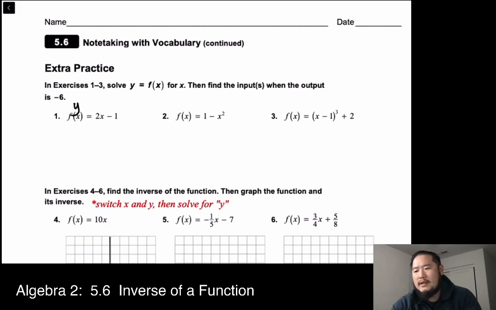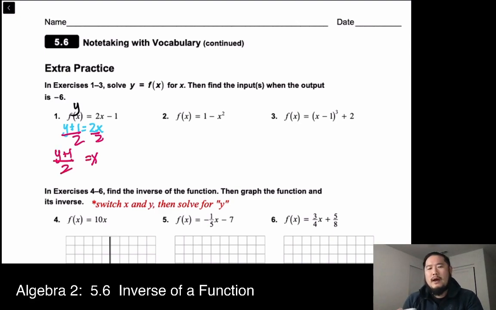So if I have y is equal to 2x minus 1, let's go ahead and add 1 to both sides. So I now have y plus 1 is equal to 2x. And then let's divide both sides by 2. And so x is equal to (y plus 1) divided by 2. So we found, we have it solved for x. That'll allow us to find the inputs.